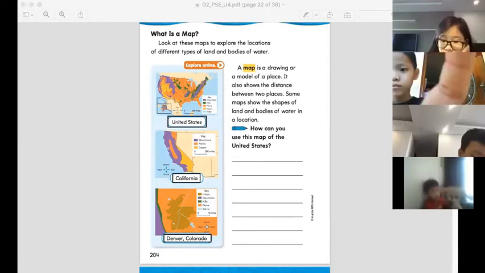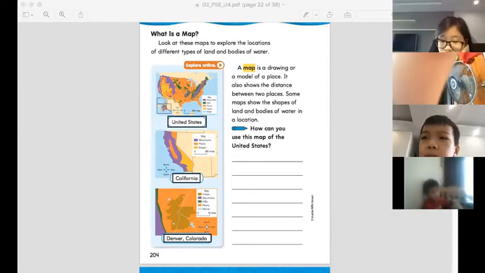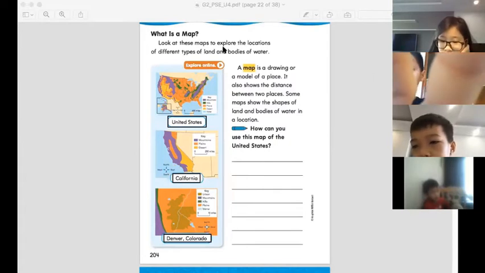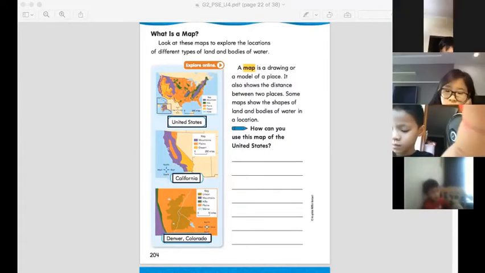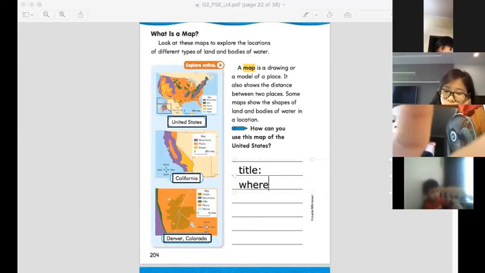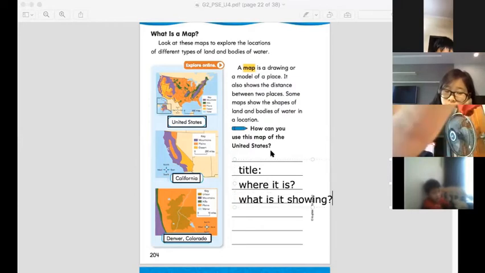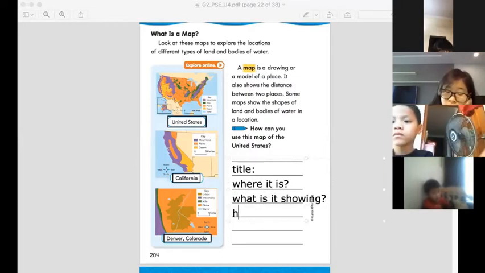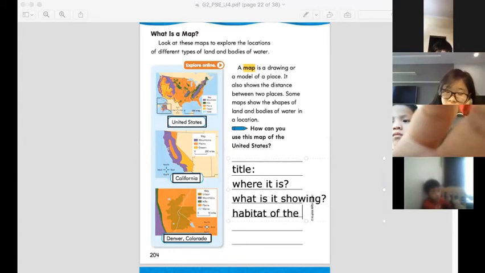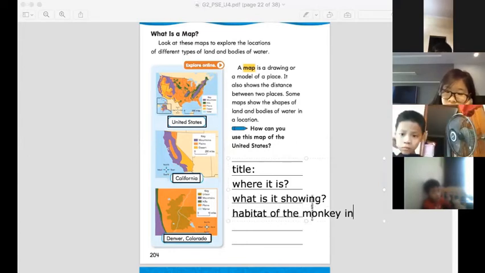How about MKB? Do you know what the map title tells us? Map title tells us about where it is. Yeah, where it is, what the map is about. Title, where it is. What is it showing? Is it showing habitats? It might say something like habitat of the monkey in Vietnam. And now you know that's what the map is showing.